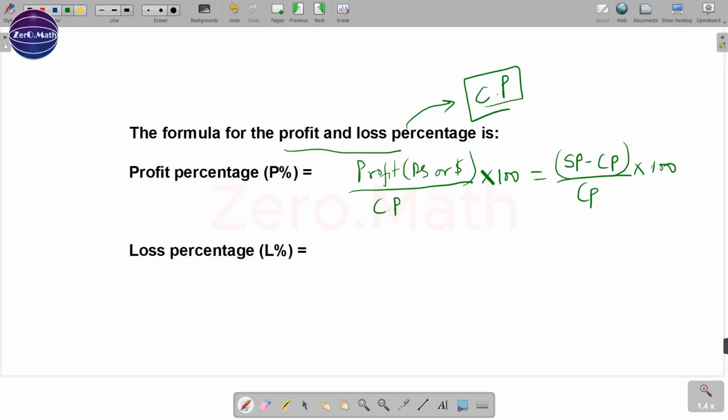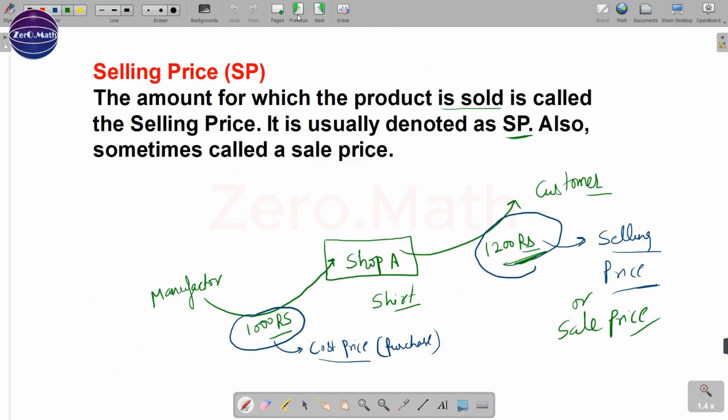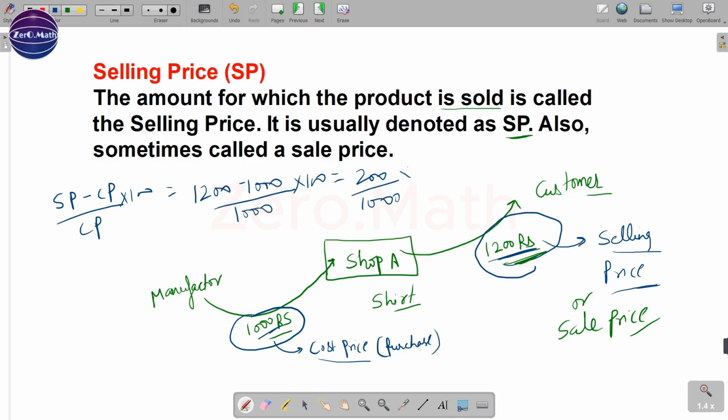Okay, let's look at an example. Let's calculate the profit from the previous case. Here 1200 is SP and 1000 is CP, that is cost price. So SP minus CP divided by CP into 100. 1200 minus 1000, divided by 1000, CP, into 100. We get 200 by 1000 into 100. Here 2 zeros cancel with 2 zeros, and 1 with 1 zero. So what do we get? 20%. So we made a profit of 20%.